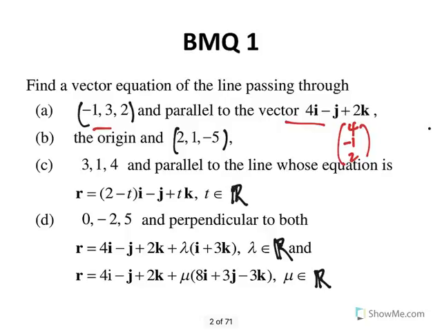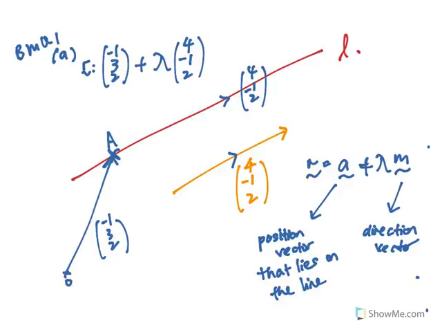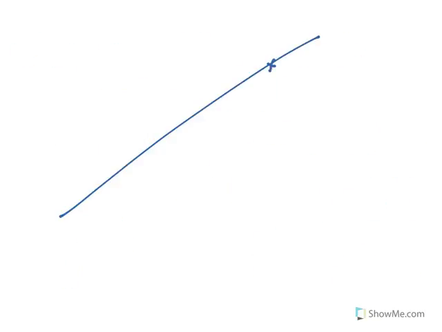Okay, next will be an equation of the line passing through the origin and (2, 1, -5). So we know that this is a line that passes through the position vector (2, 1, -5), with reference to the origin. The origin, as we know, is (0, 0, 0). On top of that, it passes through the position vector (2, 1, -5). Because (2, 1, -5) itself is a position vector, it can also be the direction vector of this line.